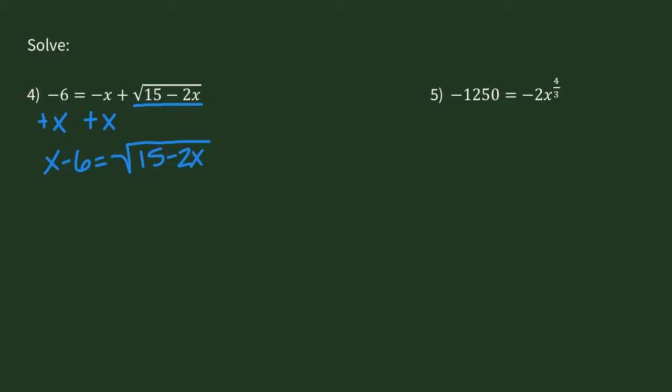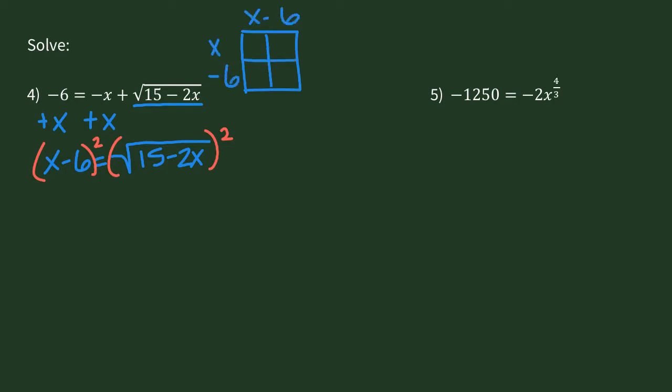Okay, so now we need to undo the square root. We don't want a square root in our equation, so we're going to square both sides. Be careful when you square x minus 6. It means x minus 6 times another x minus 6. Draw the boxes if you want.